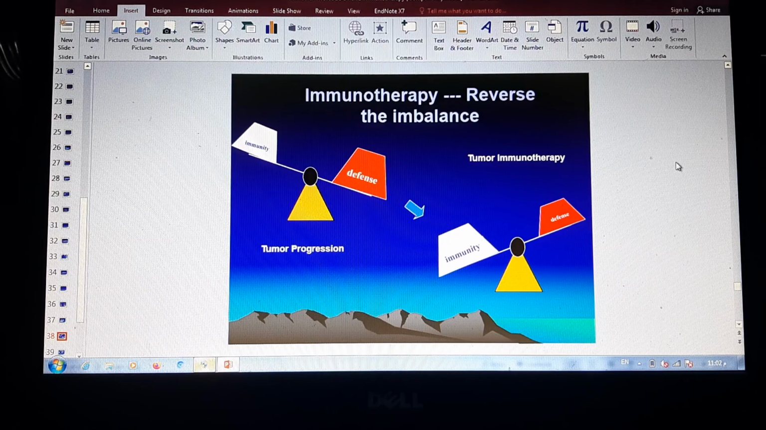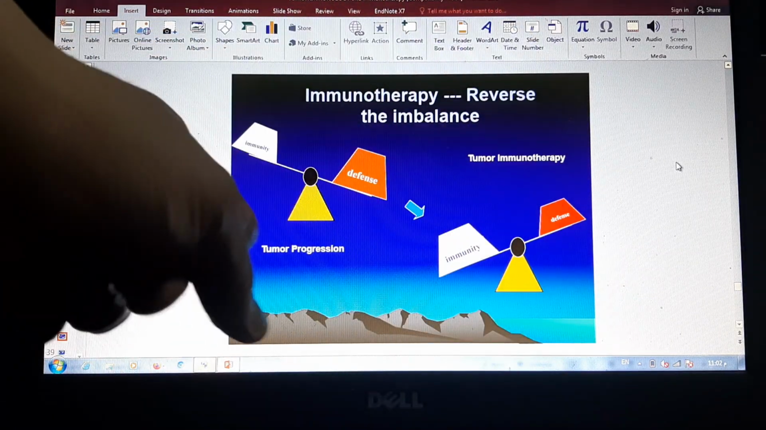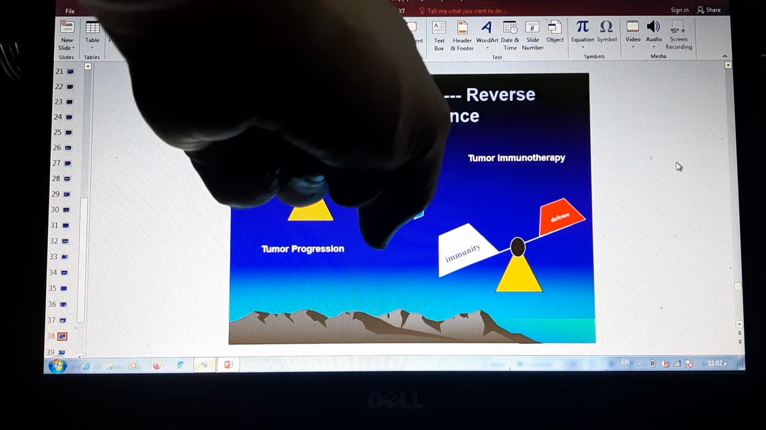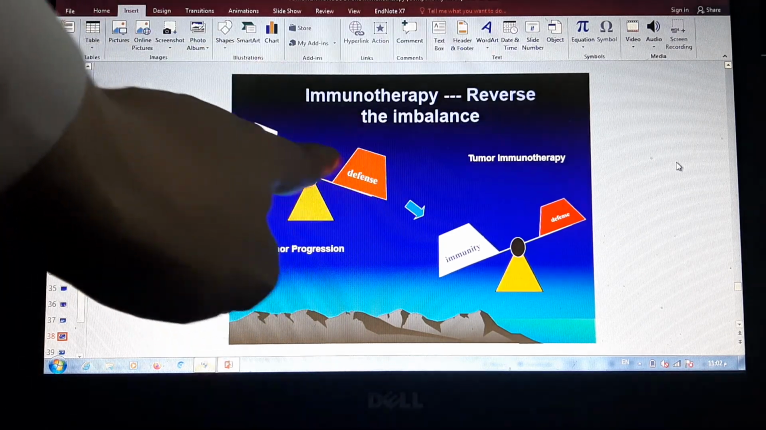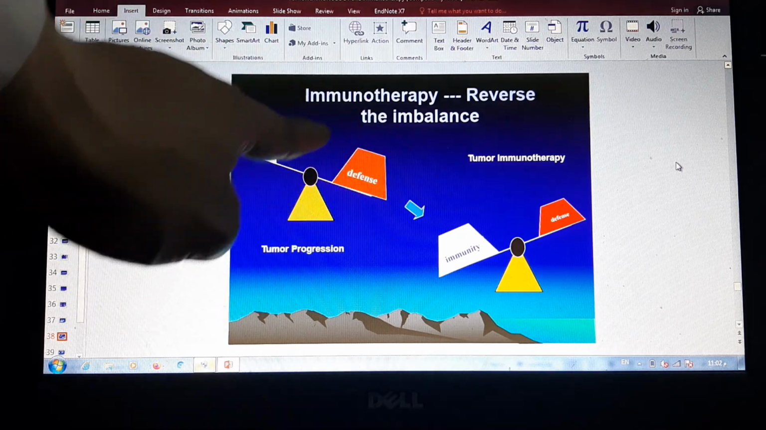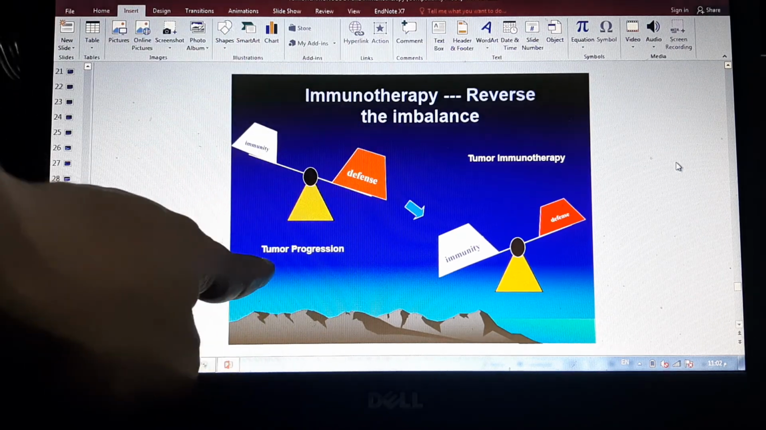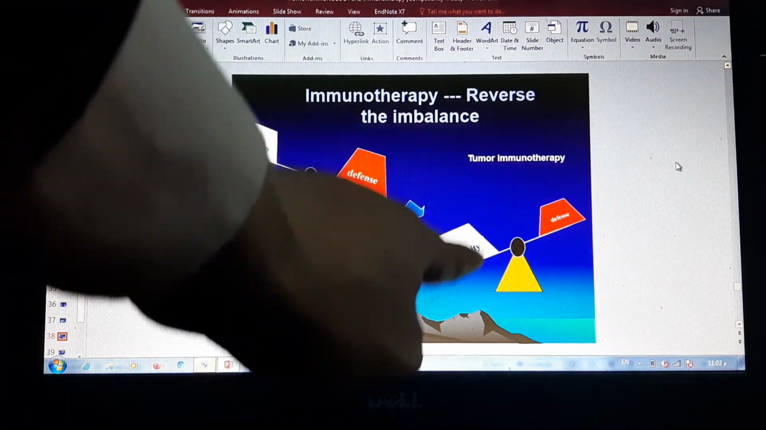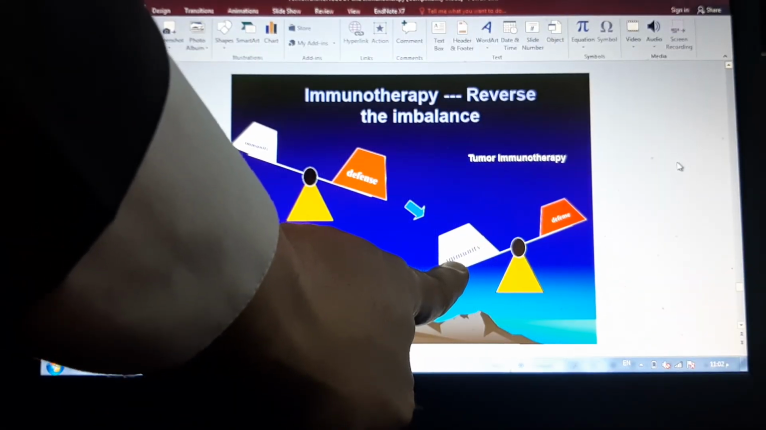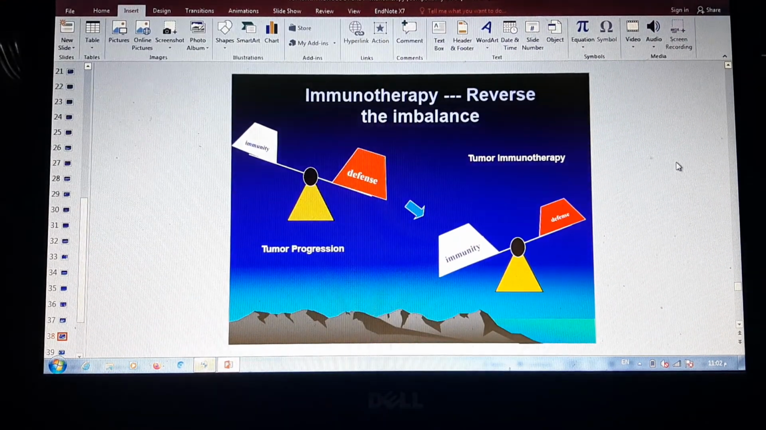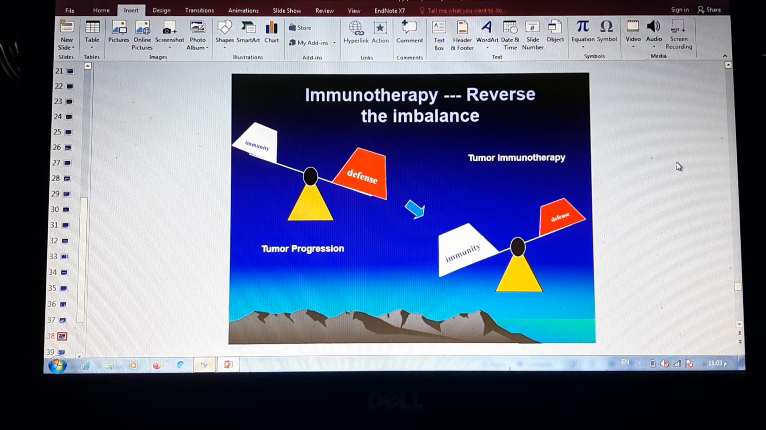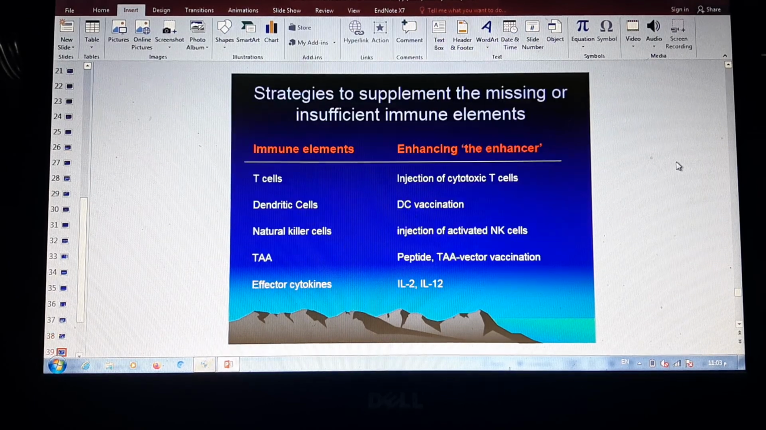So as you can see from these two diagrams, from these two balances, the immunotherapy will reverse the imbalance. Usually there is imbalance in favor of the tumor progression. We try, by tumor immunotherapy, to reverse this imbalance into the win of our immune system against the tumor progression. So in order to fight or to treat this patient with tumor.